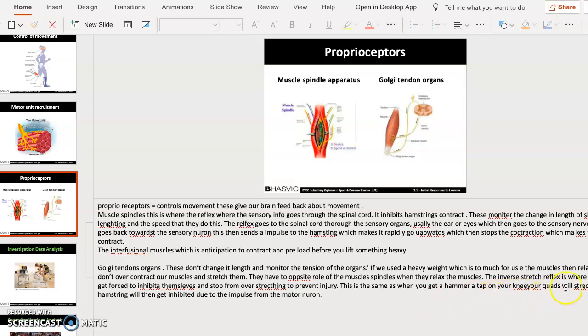The inverse stretch reflex is where your muscles get forced to inhibit themselves to stop them overstretching to prevent them from injury. This is the same when you get a hammer and tap your knee. Your quads will stretch out and your hamstrings will get inhibited due to the impulse from the motor neuron.